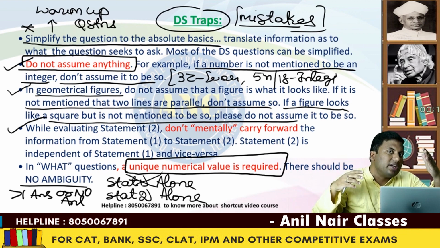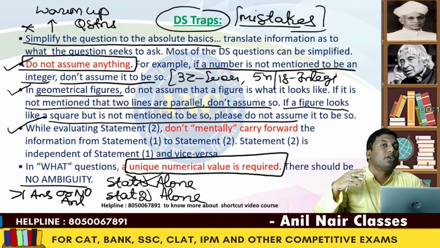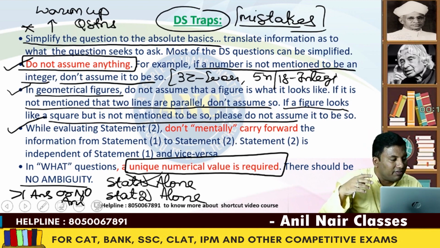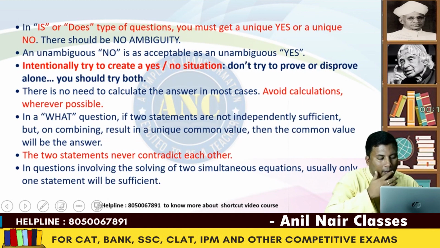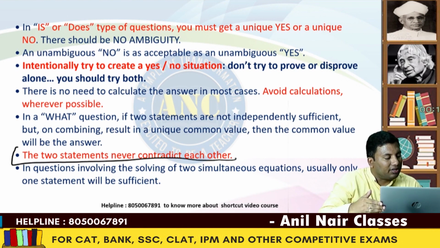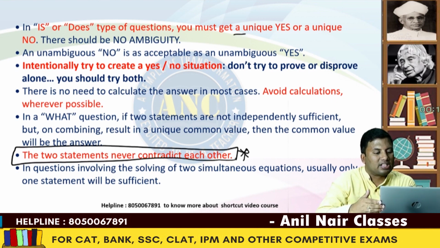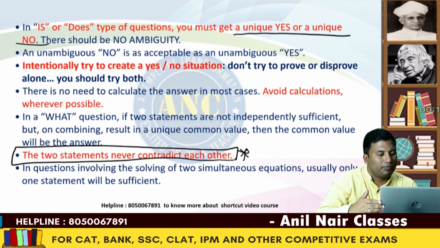When you are doing statement 1 alone, statement 2 does not exist. When you are doing statement 2, statement 1 does not exist. Uniqueness and definiteness. Now, the two statements should never contradict each other. I will explain this. Already I explained unique yes or unique no, right? A no is as good as a yes.